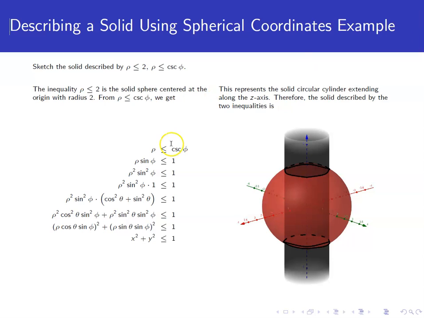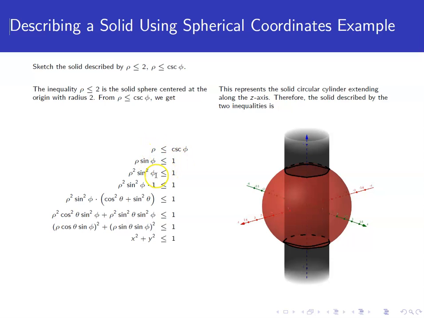Well, let's look at the other equation where we have rho is less than or equal to cosecant phi, pardon me. Remember your phi angle is always between 0 and pi, so your cosecant and in turn your sine will always be positive. So if I multiply both sides by sine of phi, it will not flip the inequality. I would need to worry about it, of course, if it was actually equal to 0, but if it's equal to 0, then rho is equal to 0.